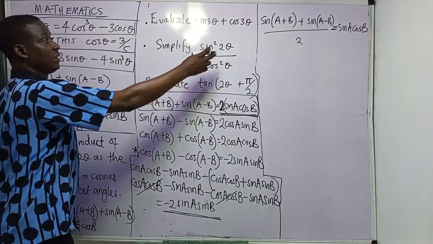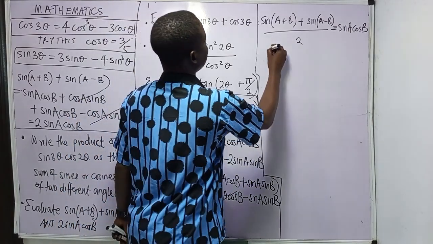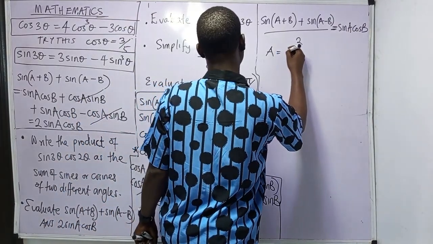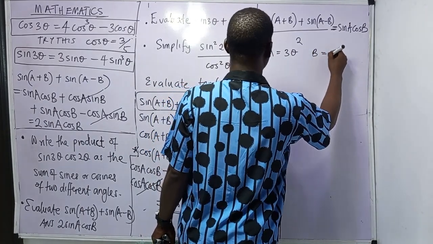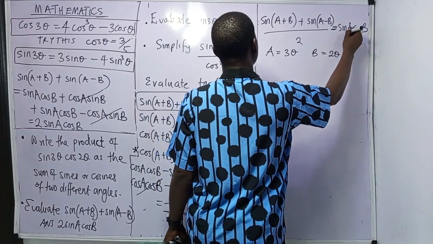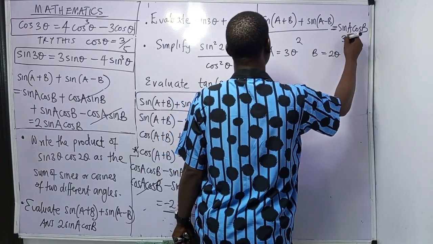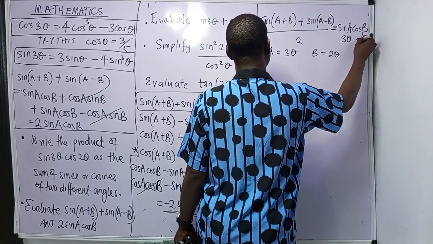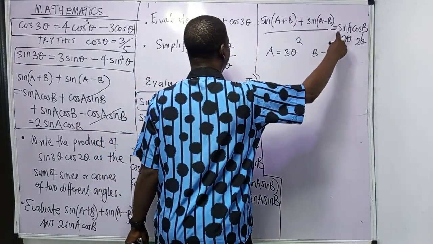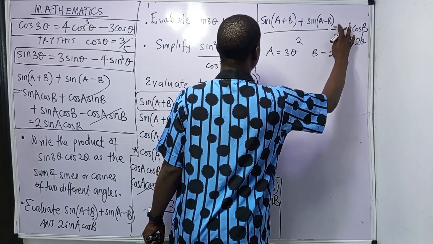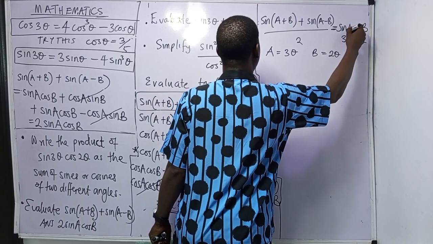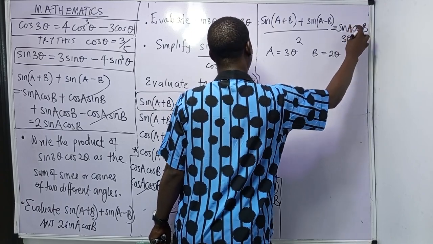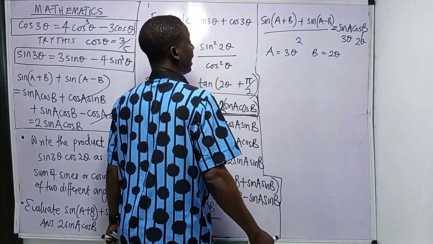So if I divide both sides by 2, that's not how to have. So let's say our A is 3 theta, and our B is 2 theta. So this A is 3 theta, then this B is 2 theta, to make it sine. This is sine, please. Sine 3 theta plus cos 2 theta.